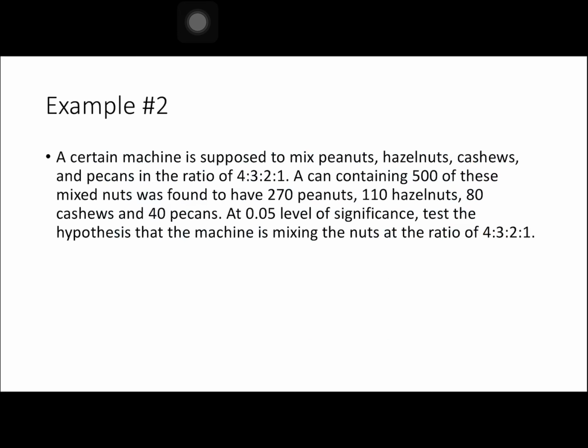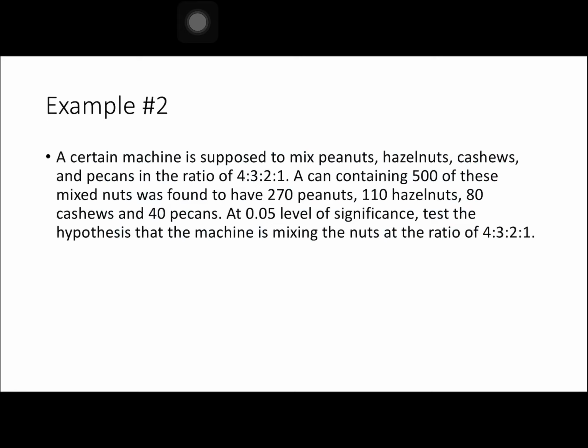Okay, so for example number 2, a certain machine is supposed to mix peanuts, hazelnuts, cashews, and pecans, which is in the ratio of 4, 3, 2, and 1. A can containing 500 of these mixed nuts was found to have 270 peanuts, 110 hazelnuts, 80 cashews, and 40 pecans. So, at 0.05 level of significance, let us test the hypothesis that the machine is mixing the nuts at the ratio of 4, 3, 2, and 1.